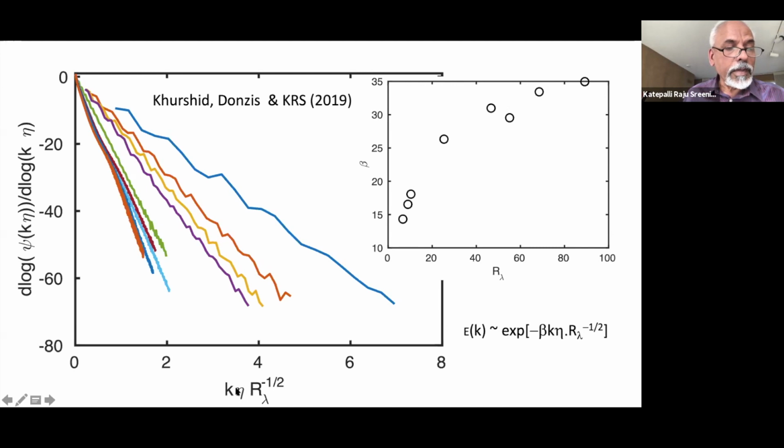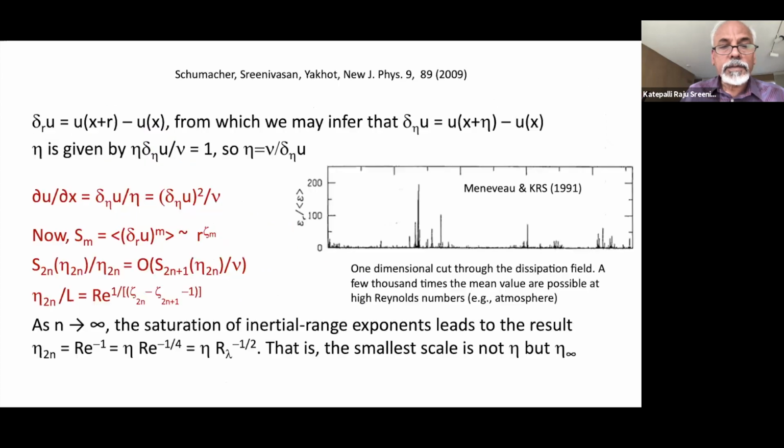And now all I have to tell you is, instead of k eta, which is what Kolmogorov mentioned, I should really do this normalization. It's not the eta that matters for very large tails, but eta times Reynolds number to the power minus half. Okay, now where does this minus half come from? So I will explain a little bit of the argument from this paper.